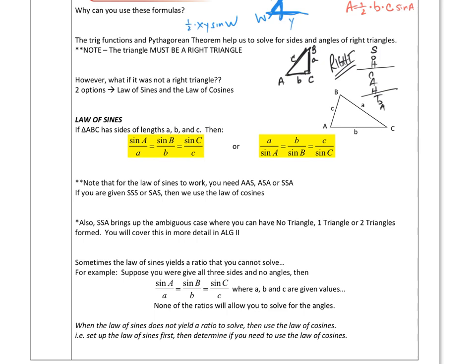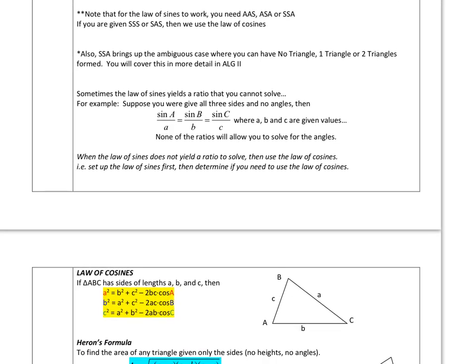There's also something else called the ambiguous case that I want you to be aware of. We are not going to do this in this class. You'll probably cover it in Algebra 2, most likely. Sometimes they don't even talk about it so much anymore in Algebra 2. It might push over to pre-calc. But the ambiguous case is where you can have no triangle, one triangle, or two triangles. Now, I'm not going to get into this because you don't have to worry about it in my class. So we're just going to focus on the law of sines that works, and if it doesn't work, we're going to do the law of cosines.